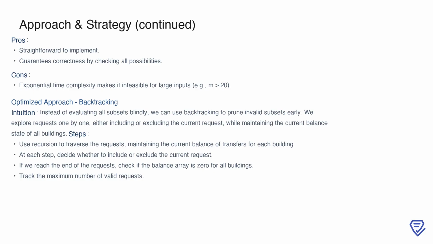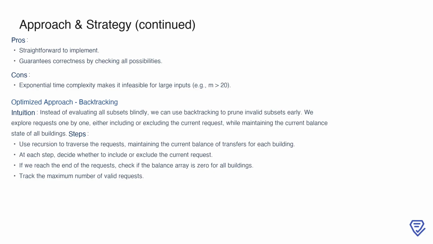On the positive side, it is easy to implement and guarantees correctness by exhaustively checking all possible subsets of requests. However, the major drawback is its exponential time complexity, which makes it infeasible for larger inputs, particularly when the number of requests exceeds 20. To address this limitation, we can turn to an optimized approach using backtracking.